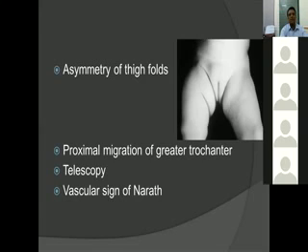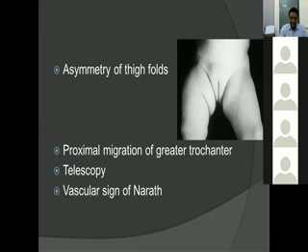The next one is the telescopy test. Telescopy means, as you are all aware, one tube going into another tube. So here, with the hip flexed to 90 degrees, if you apply pressure on the longitudinal axis of the femur, because the hip is dislocated, the femur will easily move into the gluteal region, and when you pull out, it will come out easily. This gives you an impression that telescopy is occurring. So telescopy will be positive.